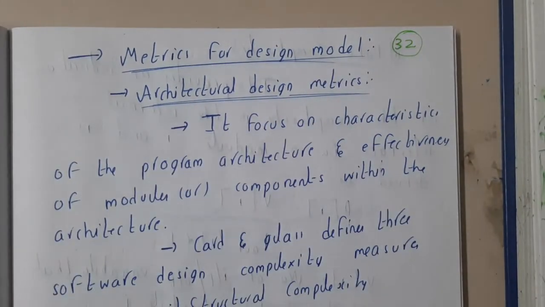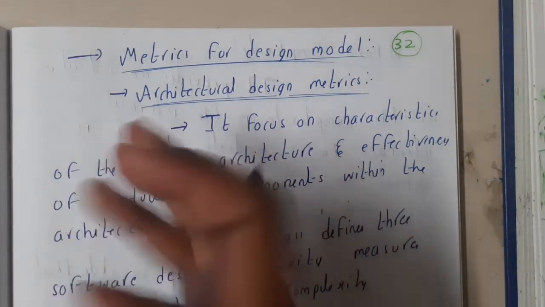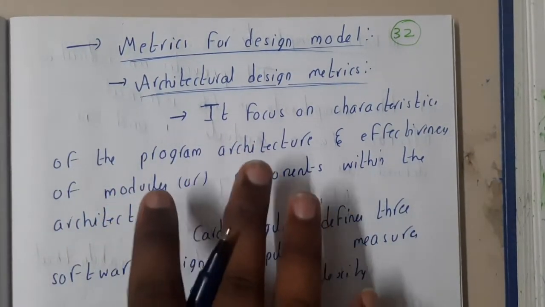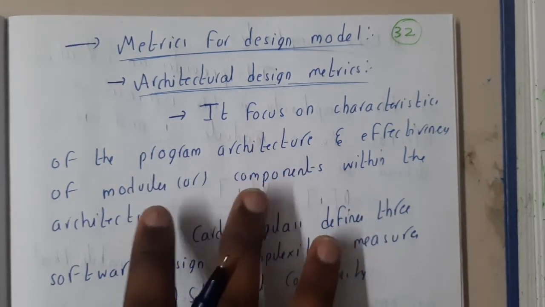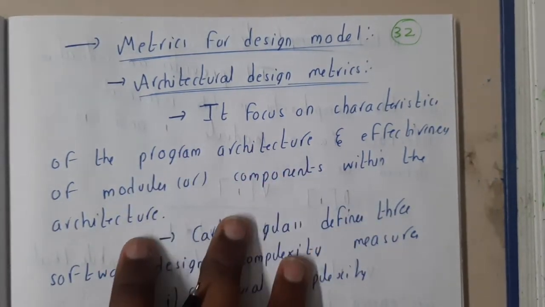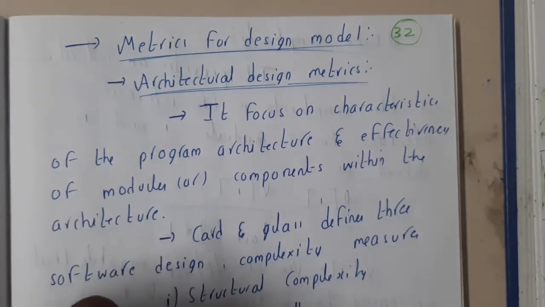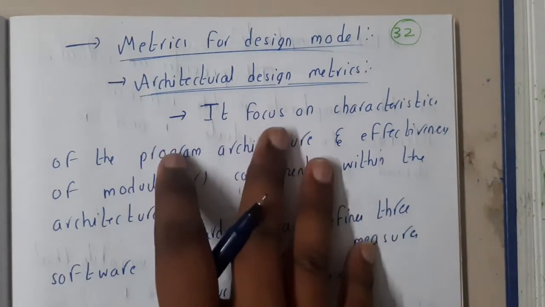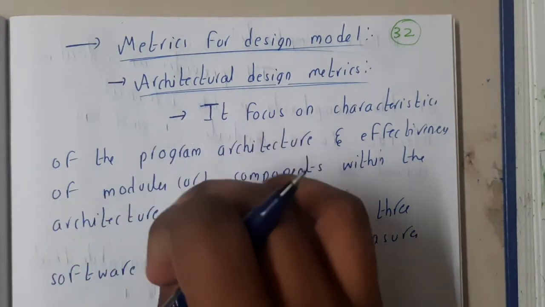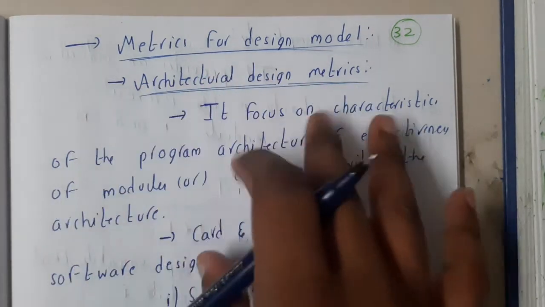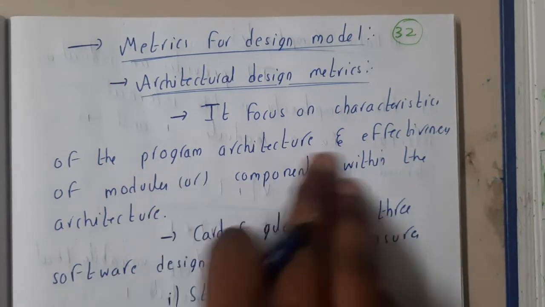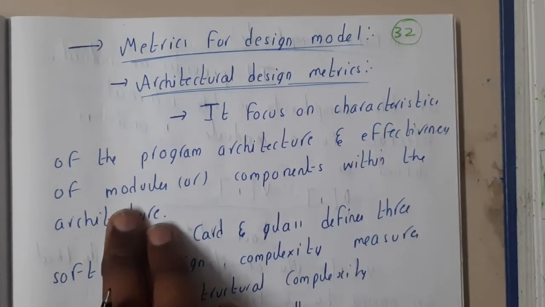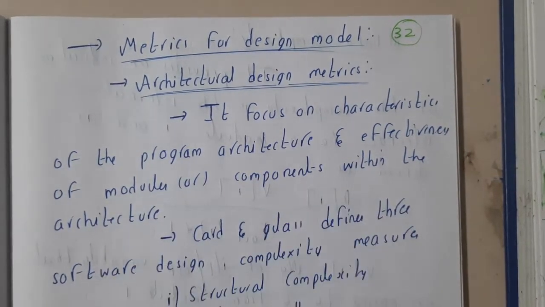Okay, so basically designing. When we will be designing, guys, you can say designing architecture metrics or anything. So we will be doing designing once the analysis phase is done. Here you will be selecting some particular architecture, or based on some kind of concerns you will be converting the whole analysis and architecture into an architecture model, guys. Once you are done with the architecture model, you will then be converting it into components. Okay, so it focuses on the characteristics of program architecture and the effectiveness of the modules or components within an architecture.